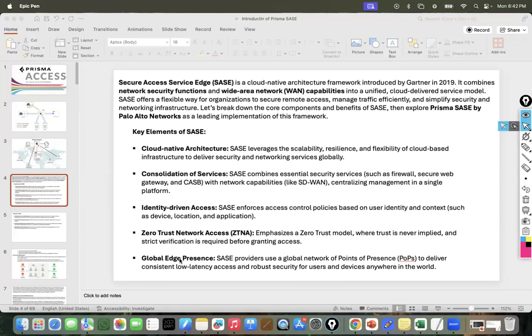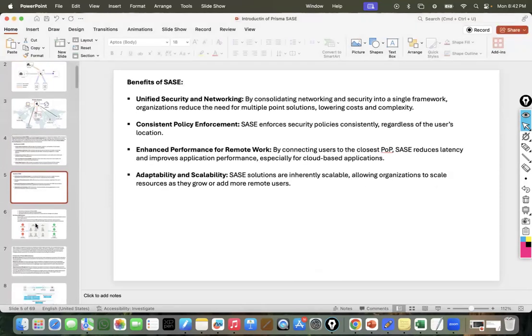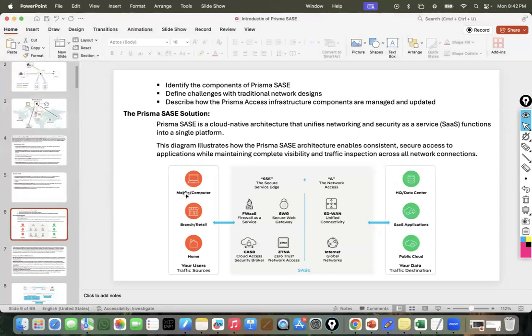So elements have a lot of things, but in Prisma Access, we have multiple things which you have to understand as well. So I'm just going to explain how this is going to look. Let me go a little bit down. So you can see we have the mobile users, they have the firewall.